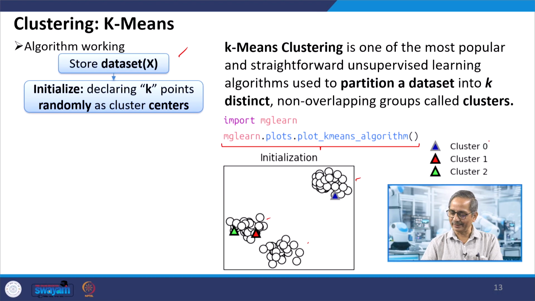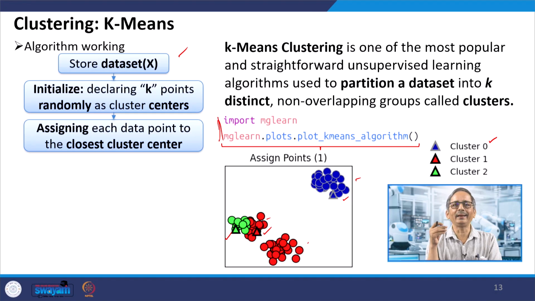So, I am declaring a cluster 0, say this one, then cluster 1, say this one, and cluster 2, this one. This has been done randomly. After doing this, the next step is to assign each data point to the closest cluster center. So here we assign these data to cluster 0, and here this data is closer to cluster 1, and you see that these are also assigned to the same cluster, and this is cluster number 2.